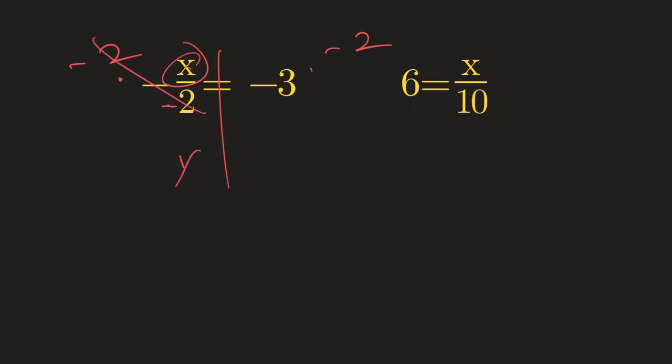Gone. X equals positive 6. Negative 3 times negative 2, positive 6.